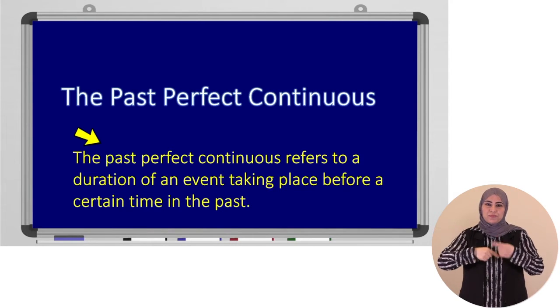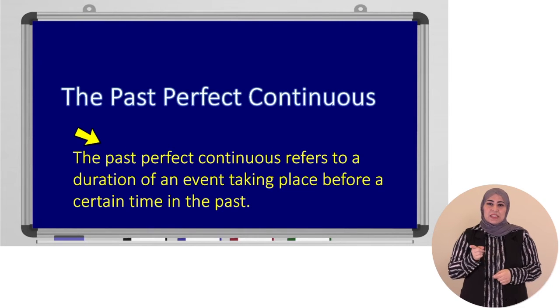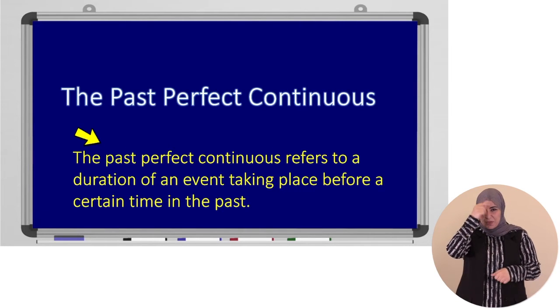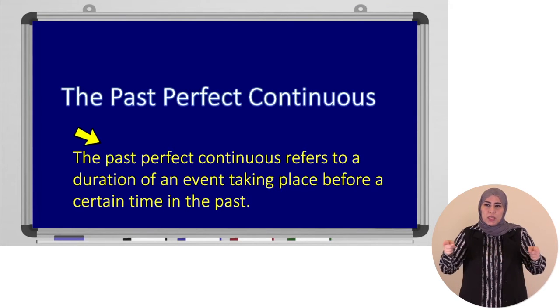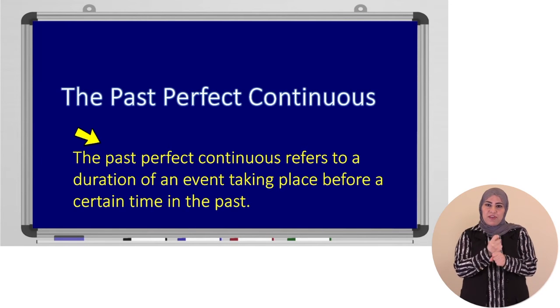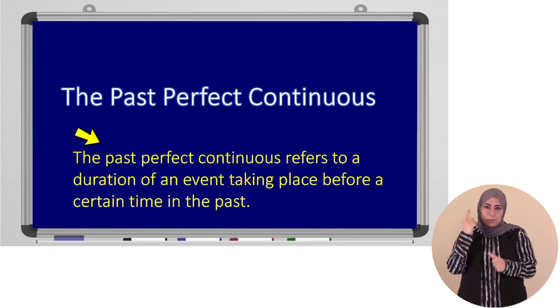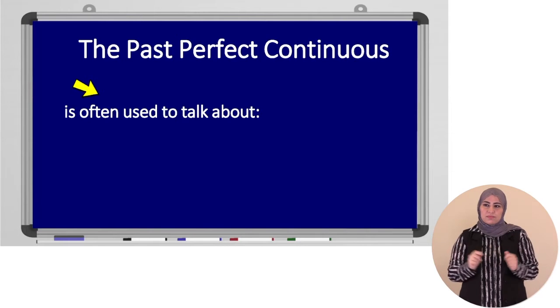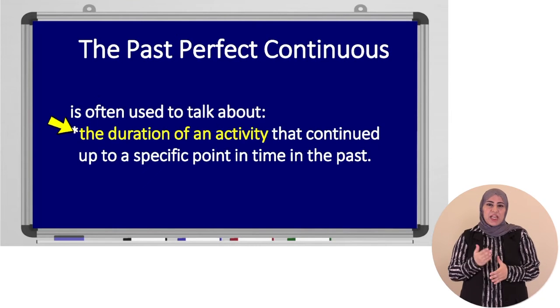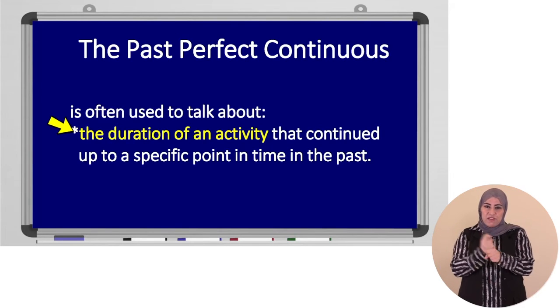It's basically when you refer to the duration of an event taking place before a certain time in the past. Look at it on the screen. The past perfect continuous refers to a duration of an event taking place before a certain time in the past. Now, when do we use it? We use it to talk about what? A duration of an activity, how long an activity took. We also talk about this activity in which tense?